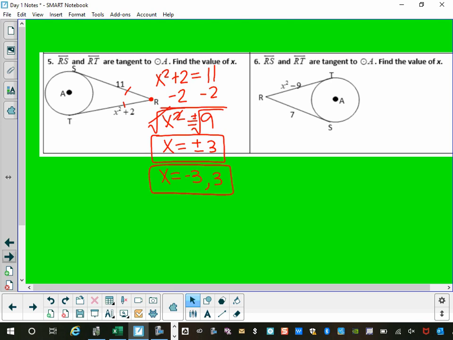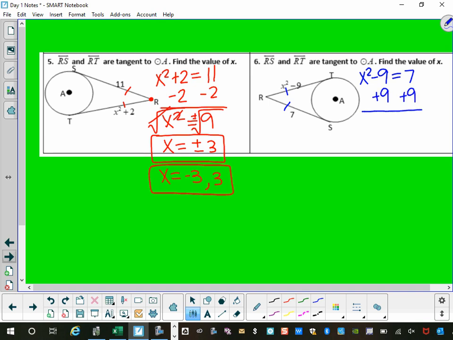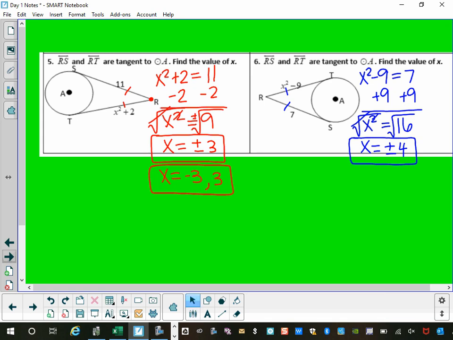Do number 6 as well. x squared minus 9 is equal to 7. Did you guys get x is -4 and x is +4 for number 6? Okay, so our notes are done.